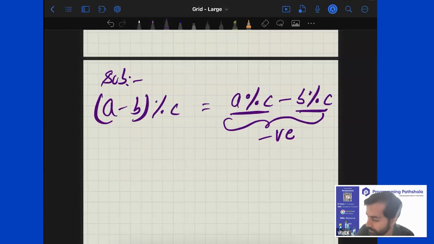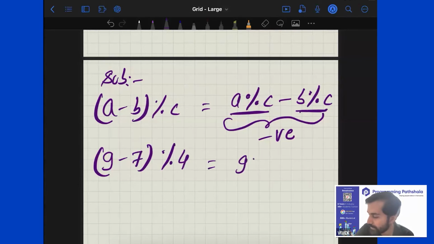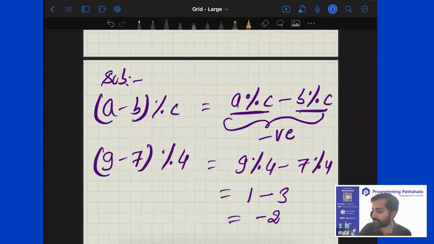So let's say you are doing 9 minus 7 mod 4. What is 9 mod 4 and what is 7 mod 4? 9 mod 4 is 1. 7 mod 4 is 3. The result is minus 2, which again is nonsense. But what is the real answer? The real answer should be 9 minus 7 is 2, and 2 mod 4 is 2. So the real answer should be 2.